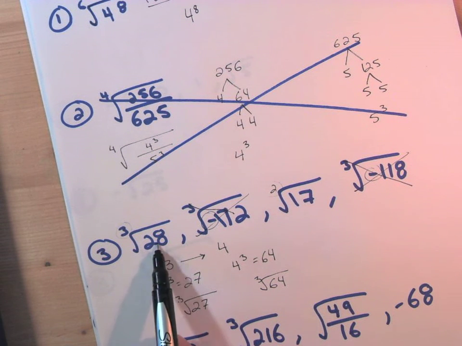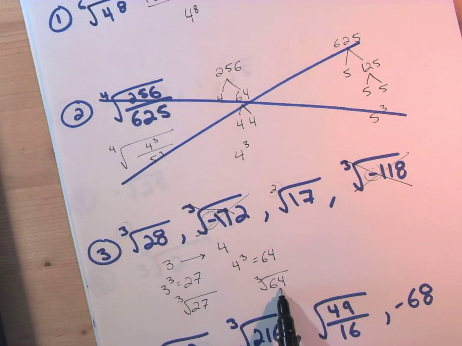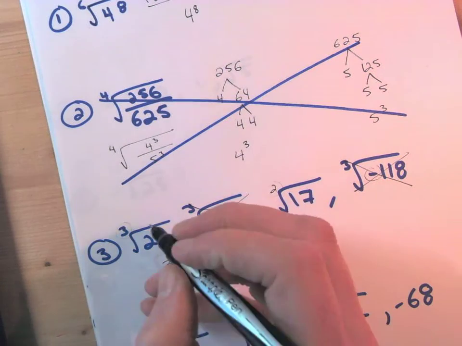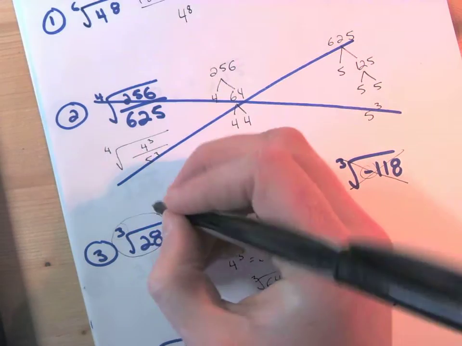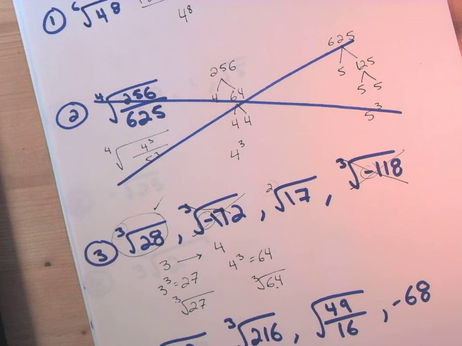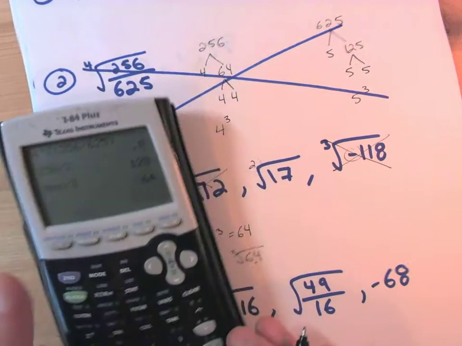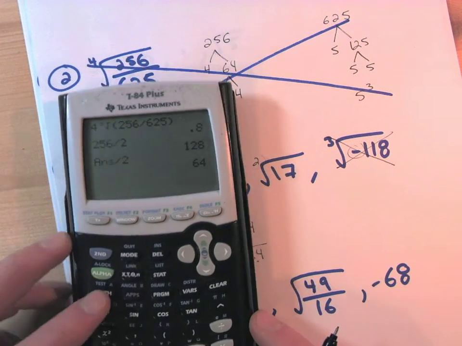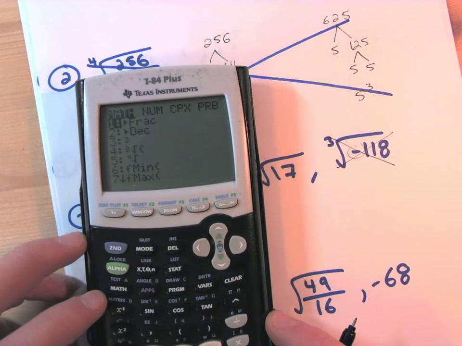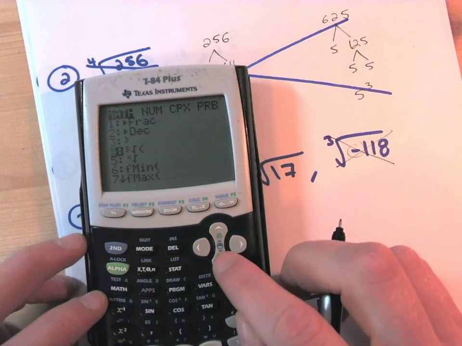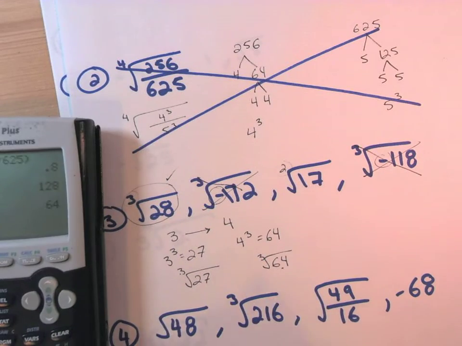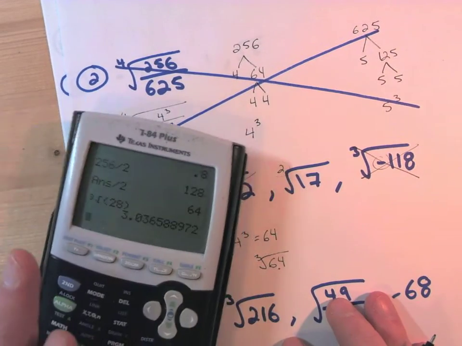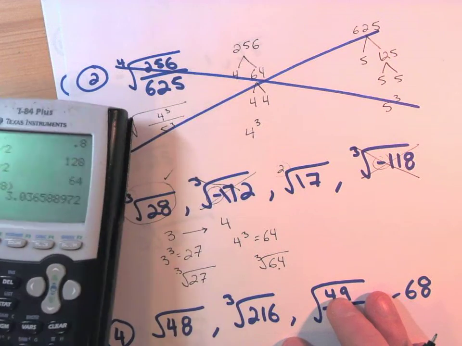Okay, is 28 between 27 and 64? Yes. So therefore this has to be between the 3 and 4. Let's just check quickly. In my calculator, I can go math, and then I go down to this one that has a cube root, and then I can write 28, and I get 3.03. So that's between 3 and 4.